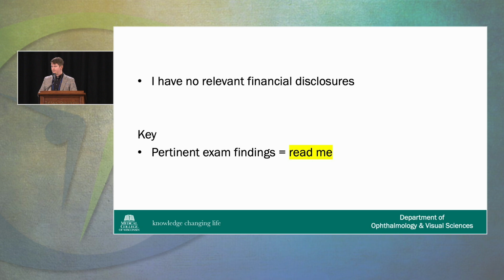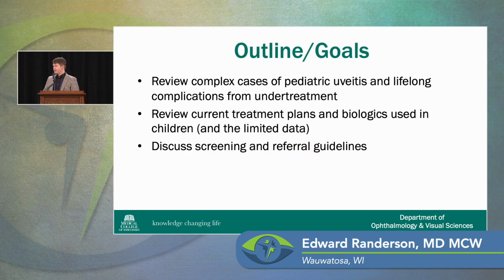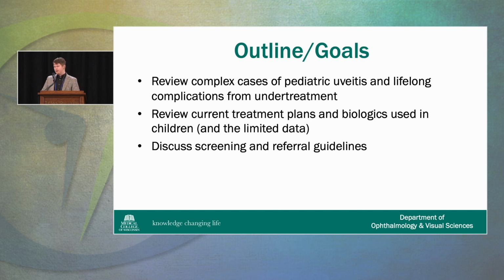I have no relevant financial disclosures for this talk. And it's important because when we're talking about these medications, every single one of them is a brand name. I'm going to show you the alphabet soup that we deal with on a couple of these, but you won't know any of these meds if I don't use the brands. So we're going to talk about complex cases in pediatric uveitis and the lifelong complications that can come from undertreatment, review current treatment plans and biologics used in children and the limited data, and then discuss screening and referral guidelines.